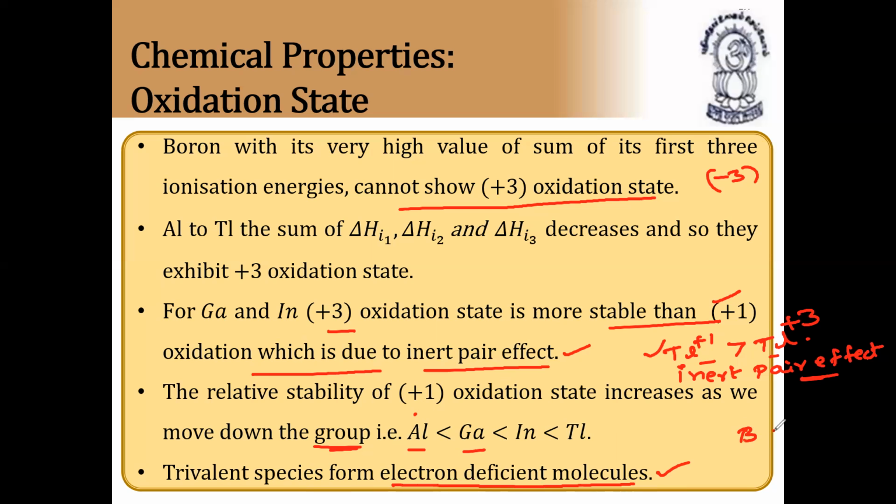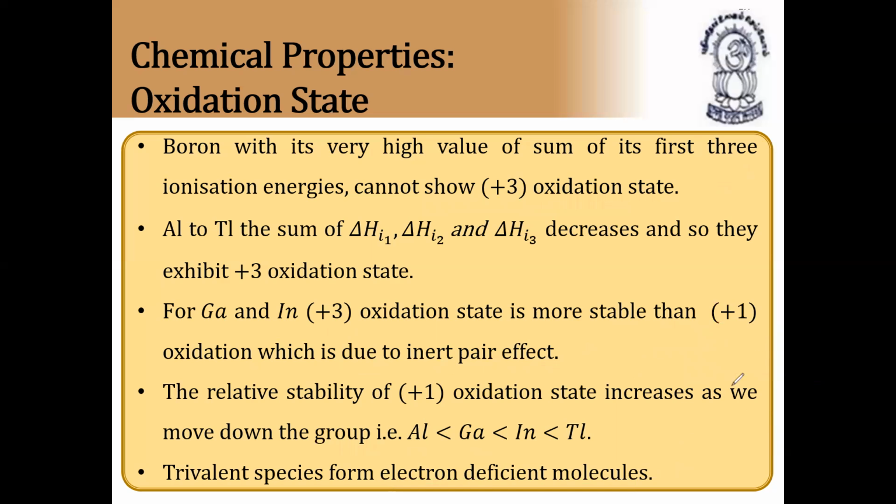For example, take BCl3. BCl3 is a trivalent species. Here boron has 3 electrons in its valence shell, so it combines with 3 chlorines and forms BCl3. After sharing, boron has only 6 electrons in the valence shell. But after sharing, an element should have 8 electrons. That's why these are called electron deficient species.